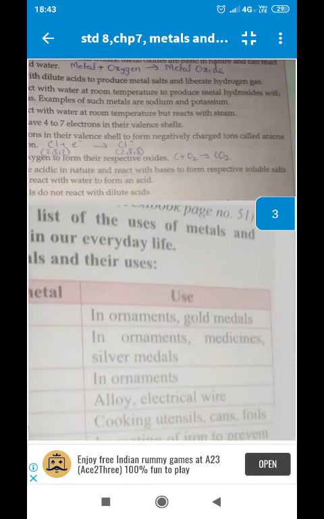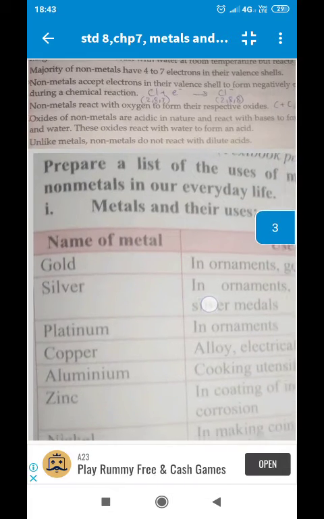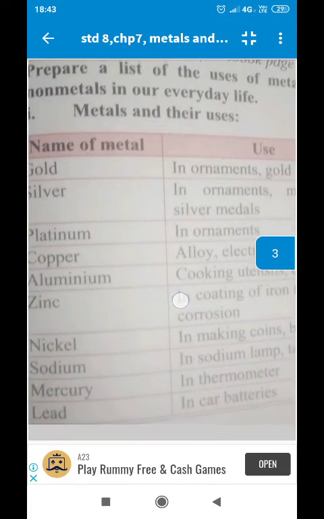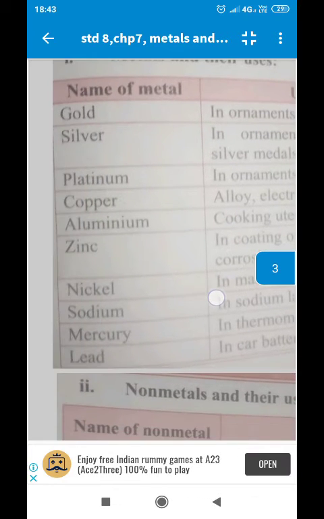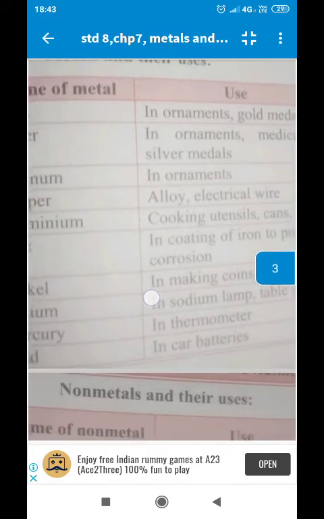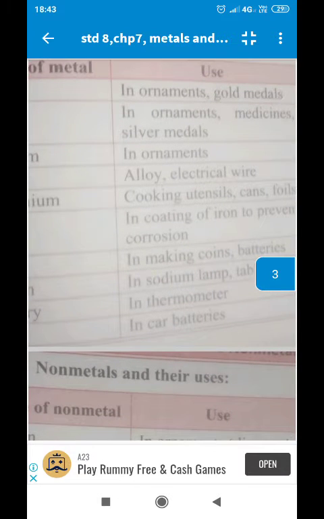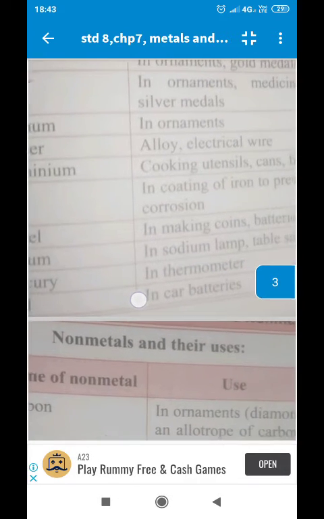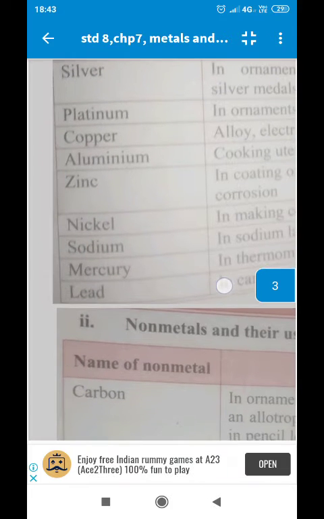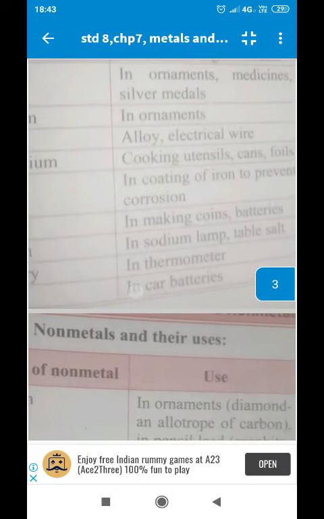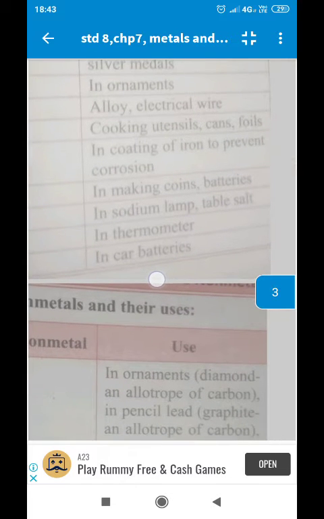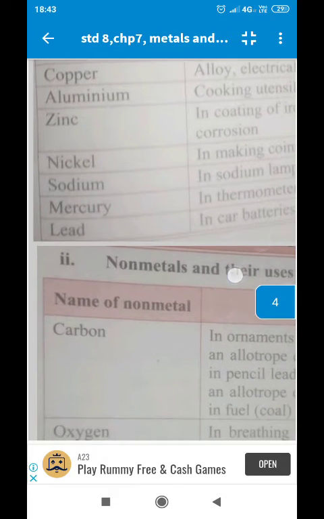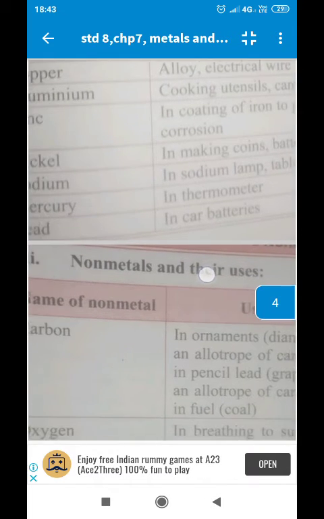Now prepare the list of uses of metals and non-metals in our everyday life. With some examples here: gold is used in ornaments, gold medals. Silver in ornaments, medicines and silver medals. Platinum again is used in ornaments. Copper alloy, electrical wire, etc. Aluminium, cooking utensils, cans, foils. Zinc in coating of iron to prevent corrosion. Nickel is used in making coins and batteries.